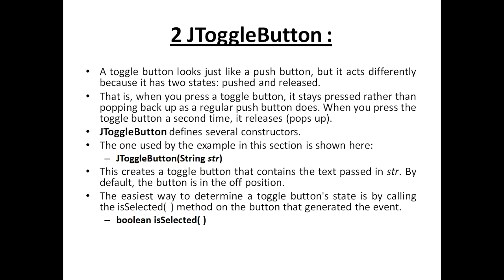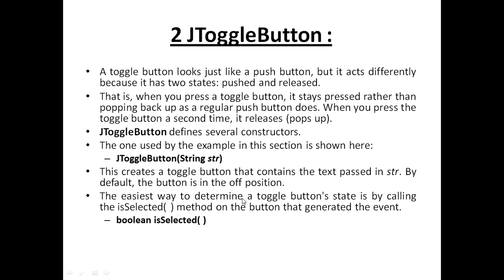So this JToggleButton defines several constructors. Out of that, we can make use of JToggleButton(String str), which takes one parameter of type string, where you can display information on that button. So this creates a toggle button that contains the text passed in str. By default, the button is in the off position. So when you click the first time, it will be on. When you click the second time, it will be off.